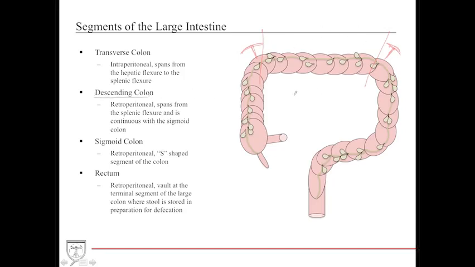Then you have the descending colon. This again ends up being retroperitoneal, and it spans from this splenic flexure all the way to where the sigmoid or the S shape begins. As soon as you start having this S-shaped structure right here, this is the sigmoid colon, and it's also retroperitoneal. The last section is the rectum, which is retroperitoneal, which we'll further discuss in the section on the rectum and anus. This rectum is the terminal segment of the large colon, and this is where stool will eventually be stored in preparation for defecation.